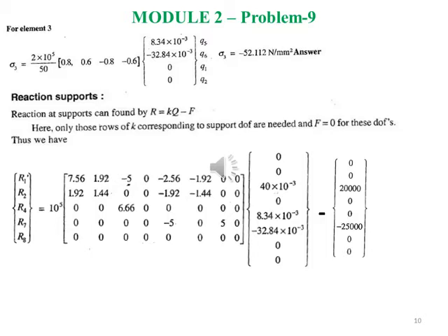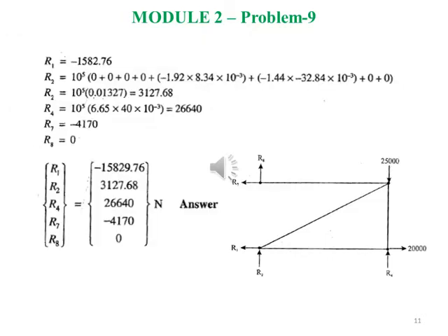So reaction forces we will get as R1 is minus 1582.76, R2 is 3127, R3 is 0, R4 is 26640, R5 is 0, R6 is 0, R7 is minus 4170, R8 is again 0.